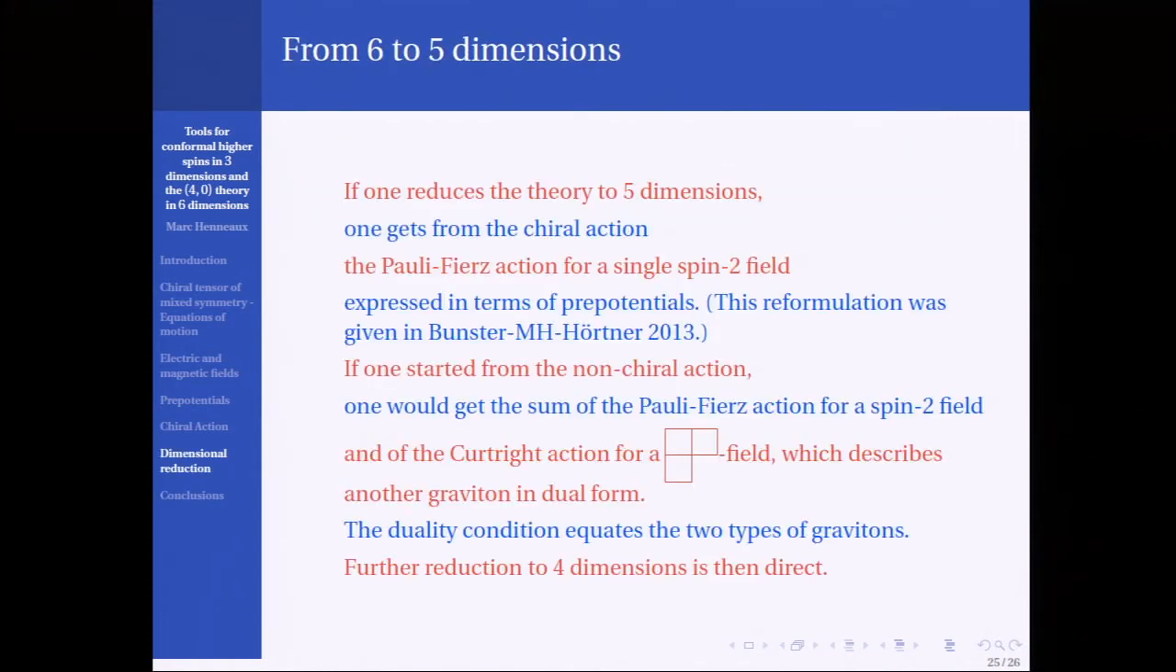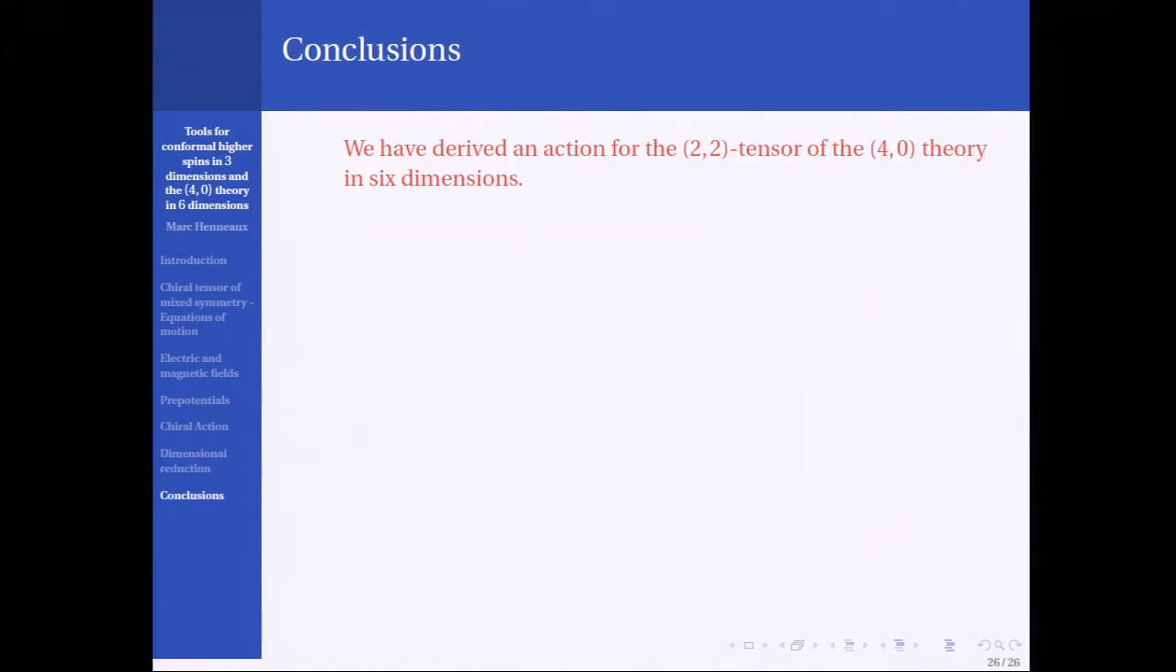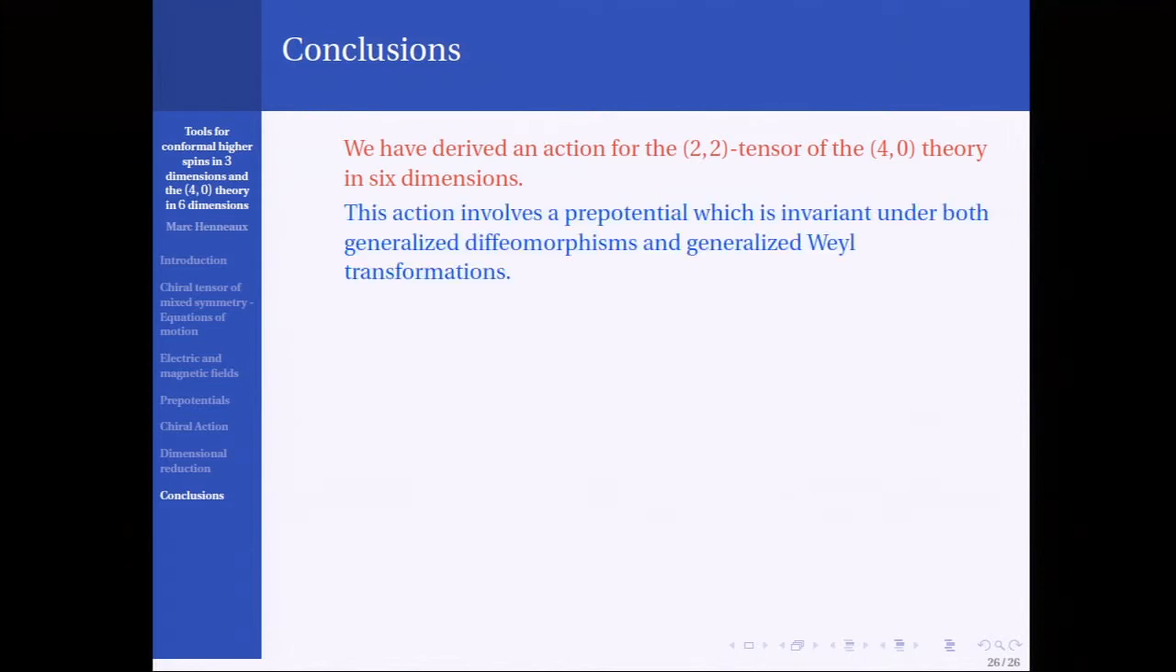And you can reduce to 4 dimensions and continue, and actually it's interesting because some of the prepotentials will turn out to be the Hertz potential for the electromagnetic field that appears in 4 dimensions. So let me conclude. I'm sorry I went a little bit over time. I have told you how to derive an action for the 2-2 tensor of the 4,0 theory. The actions involve the prepotential, and all these prepotentials are invariant under a generalized Weyl transformation, so some conformal invariance.